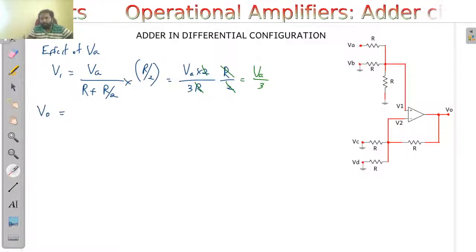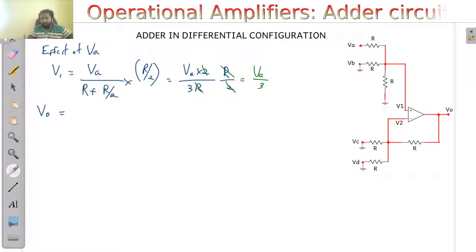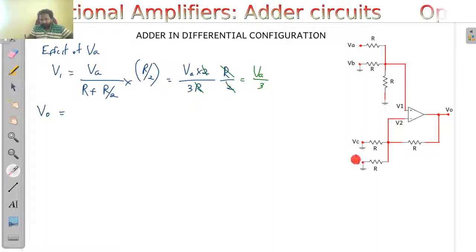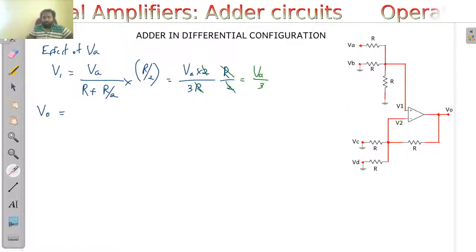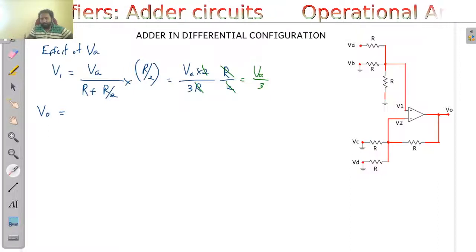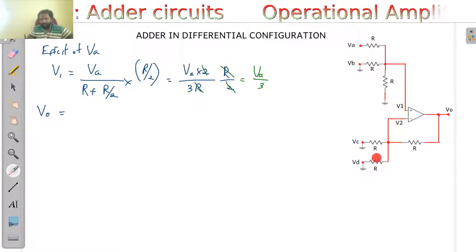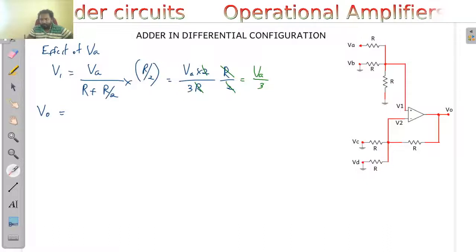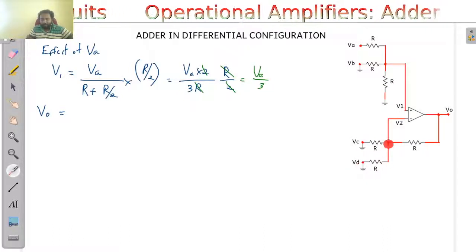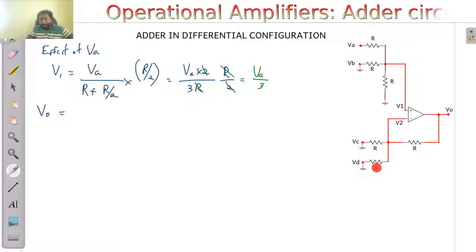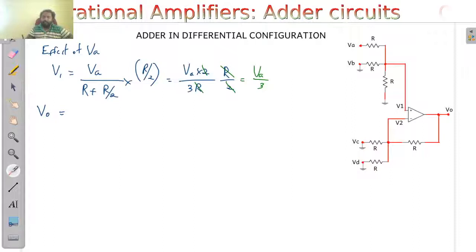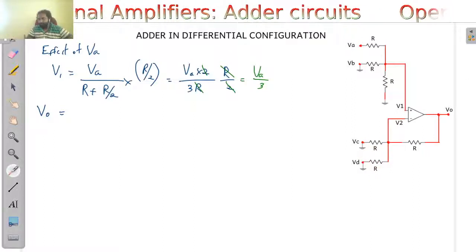When I consider this VA, this is a non-inverting configuration. All these resistances are grounded. Like our previous argument, we can consider these resistances R and R as parallel resistances. From this junction, you can view these two resistances as parallel and combine them into a single resistance going to the ground. That resistance has a value of R by 2.